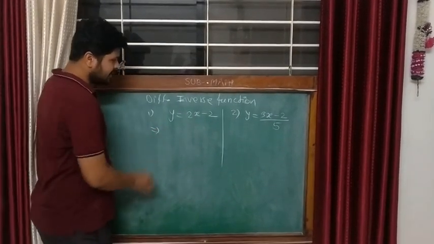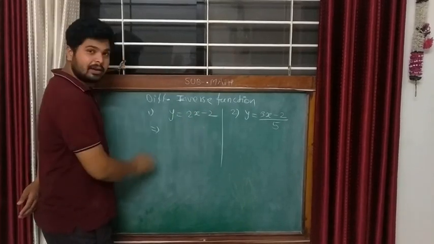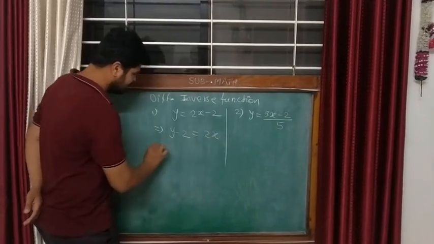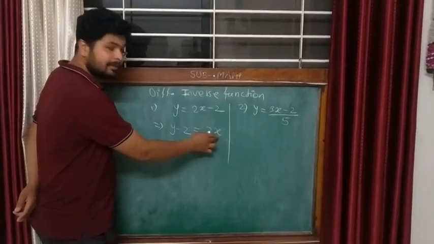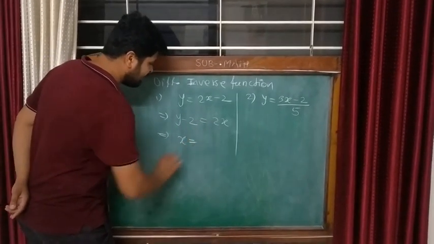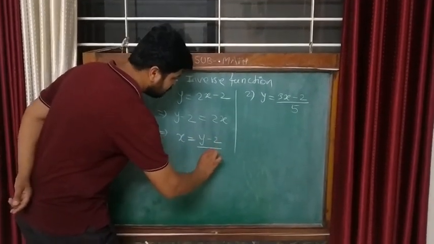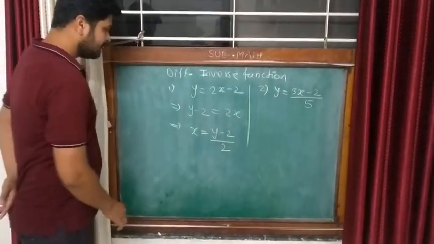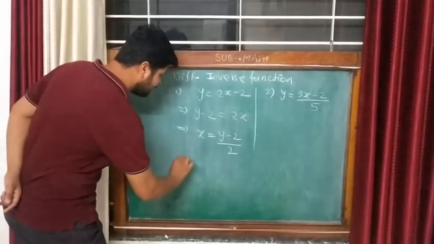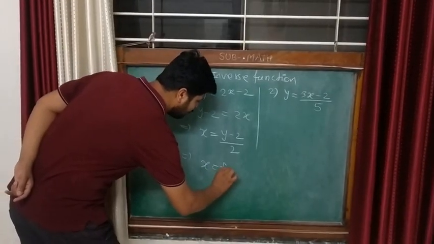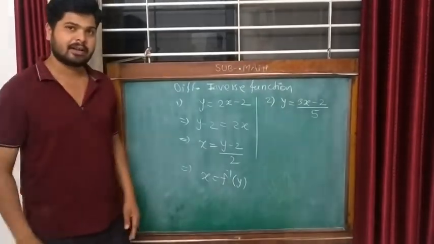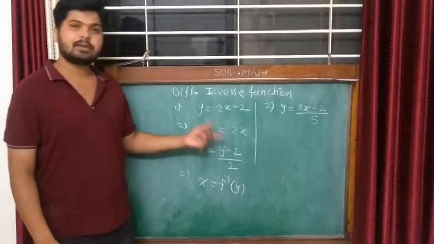So to express this, first I shift this minus 2 to the left-hand side. So this becomes y minus 2 is equal to 2x. Then here 2 is in multiplication with x, so if I divide by 2 on both sides, then I get x is equal to (y minus 2) upon 2. Right? So this part is our f of x, y is equal to f of x, and this function is your x is equal to f inverse of y. So such types of functions are called inverse functions, and this is the way to find inverse functions.